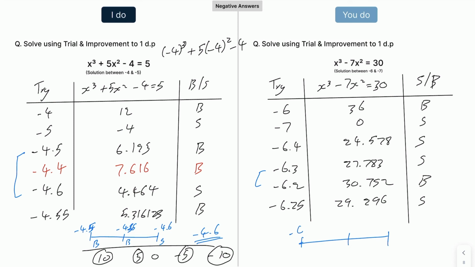So with this one, it'll be minus 6.2, minus 6.25, and minus 6.3. So that's too small, that was too big, and that was too small. So my answer is in this region here. So to 1 decimal place, my answer is minus 6.2.